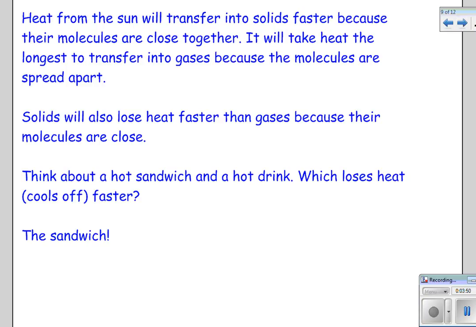I will explain to you what happens. Heat from the sun will transfer into solids faster because their molecules are close together. It will take heat the longest to transfer into gases because the molecules are spread apart. Solids also lose heat faster than gases because their molecules are close. Think about a hot sandwich and a hot drink. Which loses heat, cools off faster? The sandwich will. So look back at your prediction between sand and water and see if you'd want to make any revisions to what you originally thought with this information.